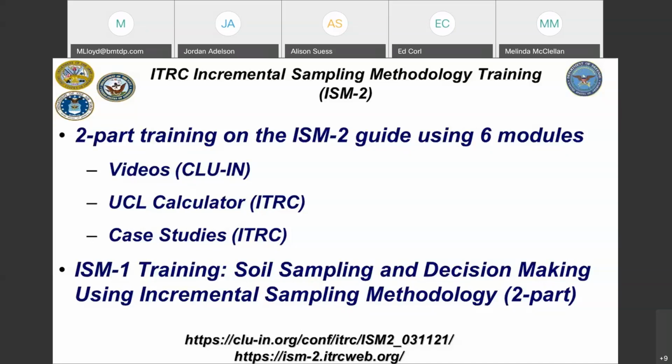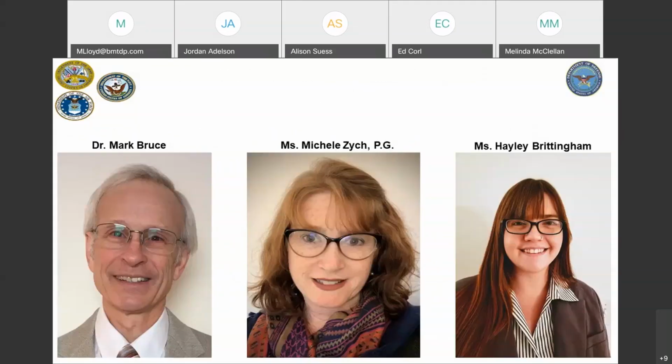The ISM1 training and that guidance document still do exist. The ISM1 document goes quite a bit into the theories of incremental sampling, and if you're interested in seeing those, I certainly recommend it.